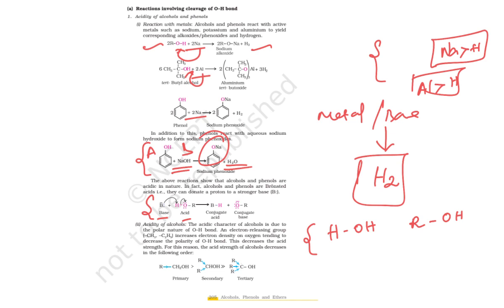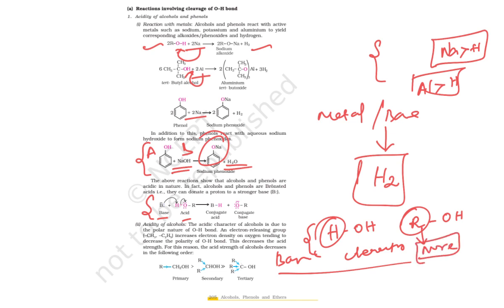Which one is more basic? I am going to compare the basic character. Which one is more basic? If you compare the hydrogen and the alkyl group, the alkyl group is more electron releasing. An electron releasing group increases basicity.